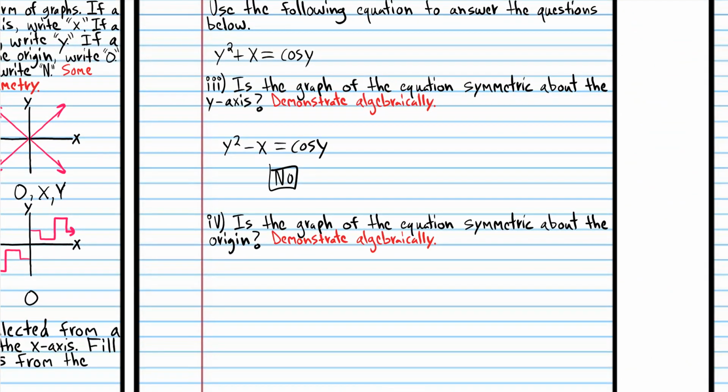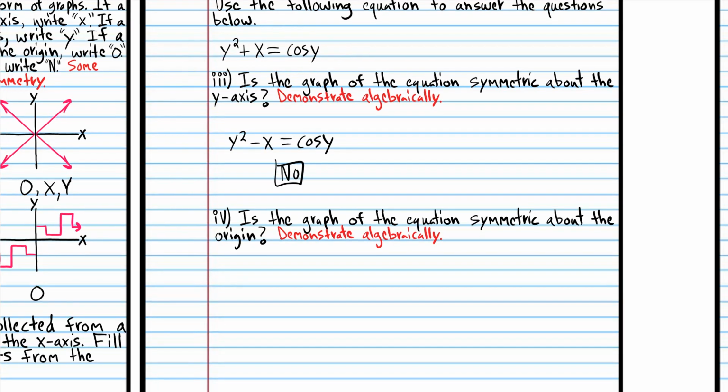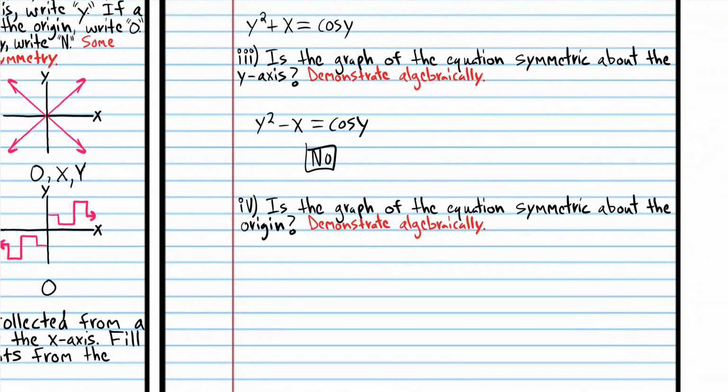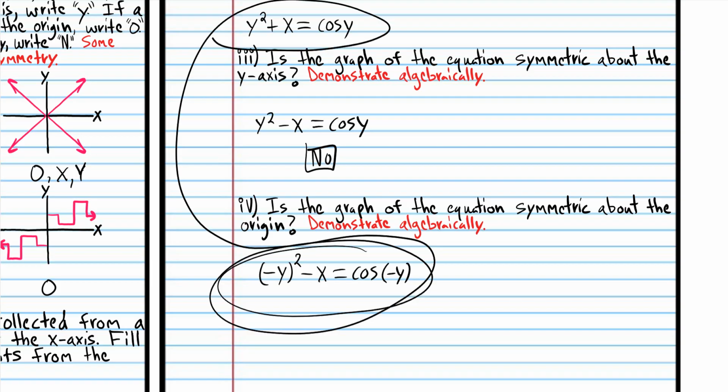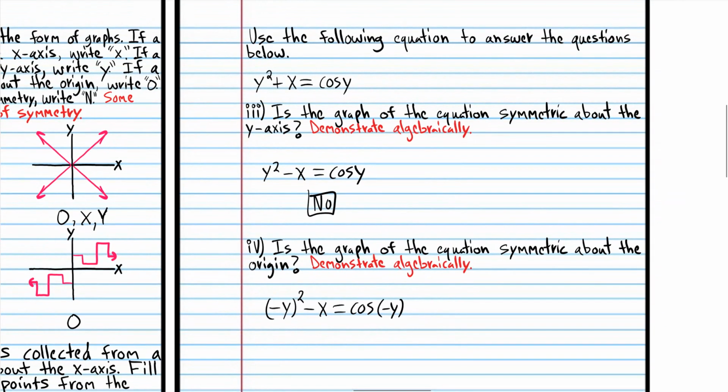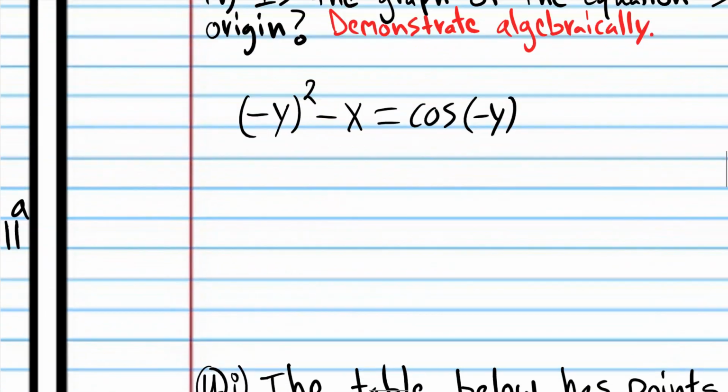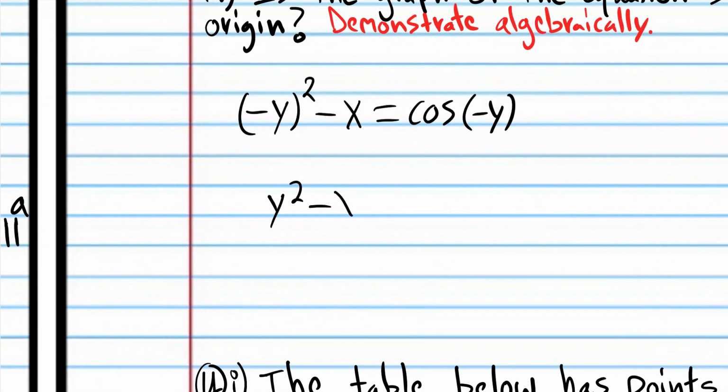So now we're going to do the same thing. We're going to figure out if the graph of this equation is symmetric about the origin. To do that, we change y to negative y, and we change x to negative x. And then we simplify. And after simplifying, if this equation looks exactly the same as the original, then that means the graph of the original equation is symmetric about the origin. So let's see what happens. We get y squared minus x is equal to cosine y.